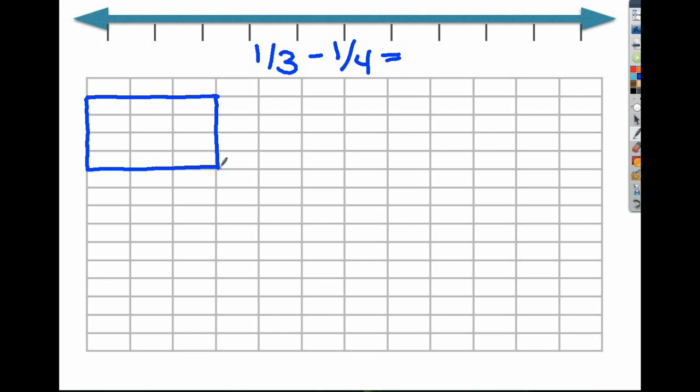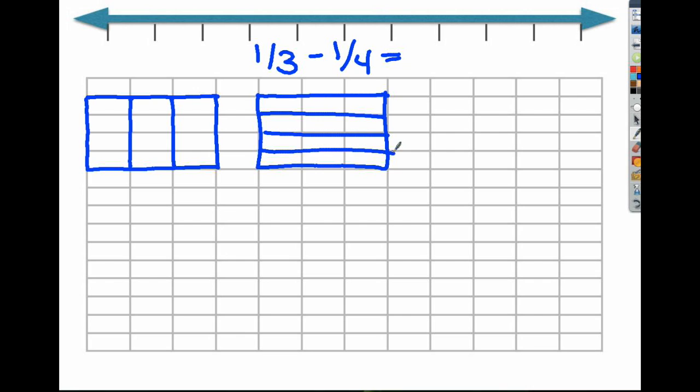So I'm going to make 2 boxes. Over 3, down 4, same exact size. So I'm going to say this one's my thirds, and this one's my fourths. And how many thirds do I have colored in? 1. I'm going to have 1/3 colored in. Remember, we've been just doing it by putting dots.